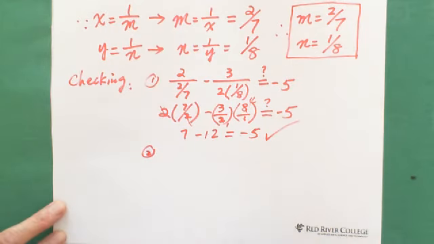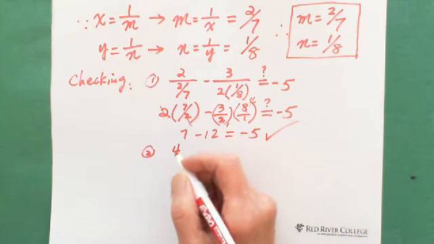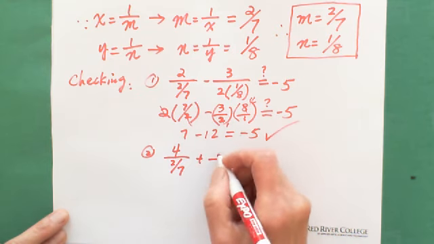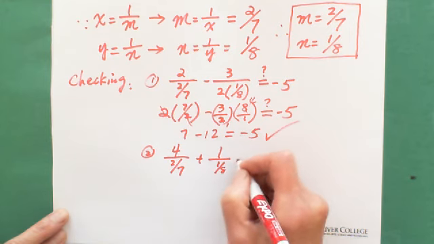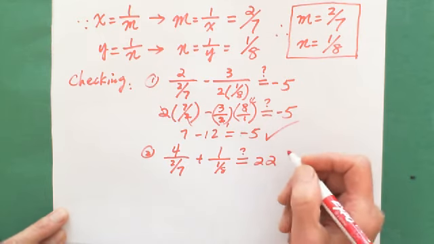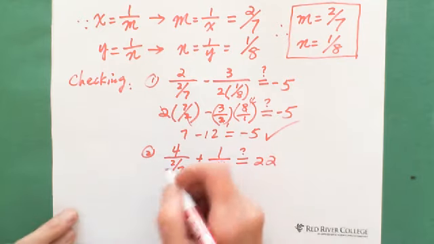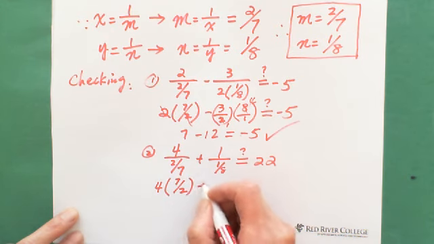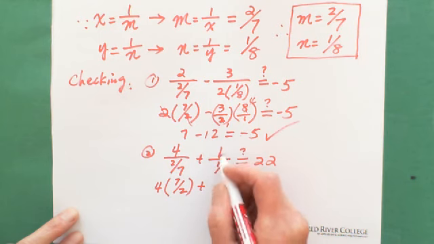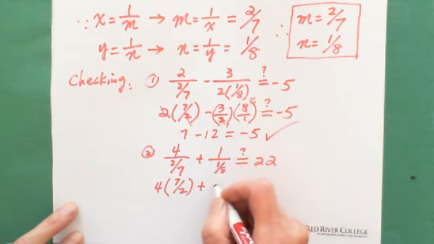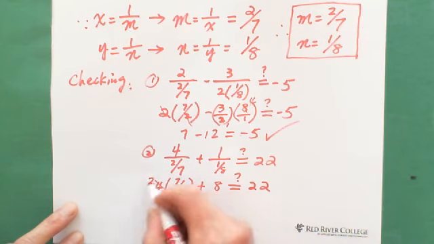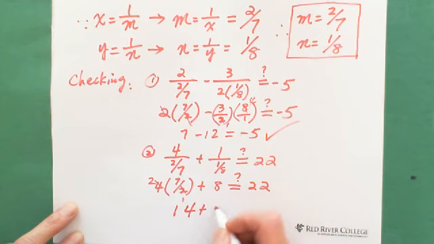The second equation is 4 over m, which we put 2 over 7, plus 1 over n, which is 1 over 8, to see if it equals 22, right? We can do the same job. 4 divided by 2 over 7 means multiply 7 over 2, plus 1 divided by 1 over 8, which is 1 multiply 8 over 1, the reciprocal of 1 over 8, of course equals 8, right? So 14 plus 8 equals 22.